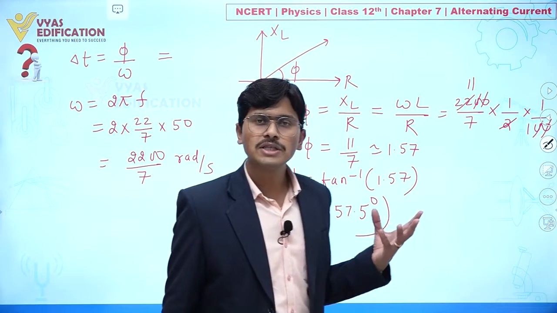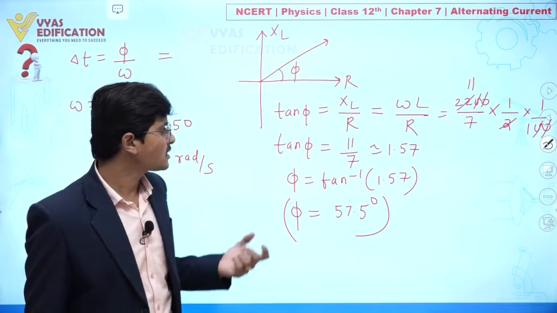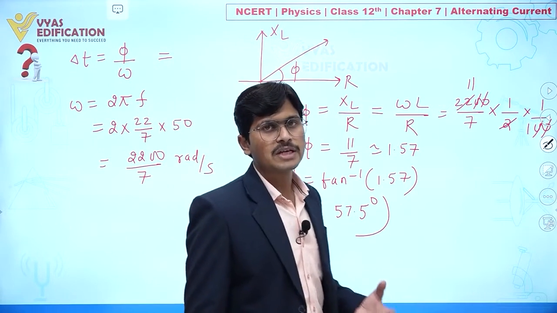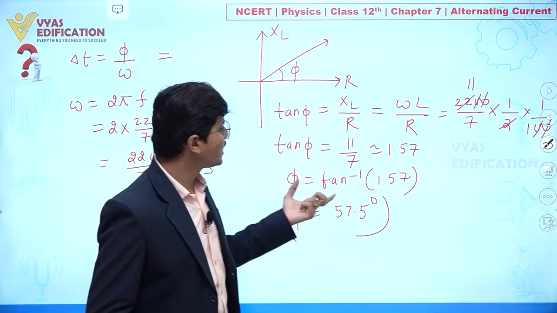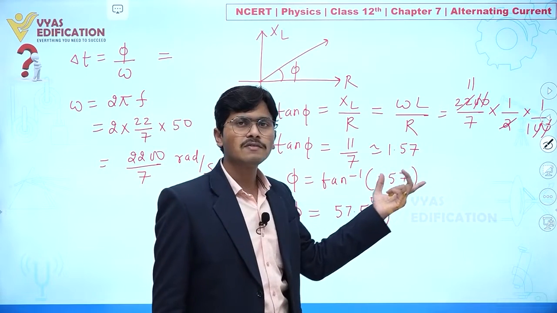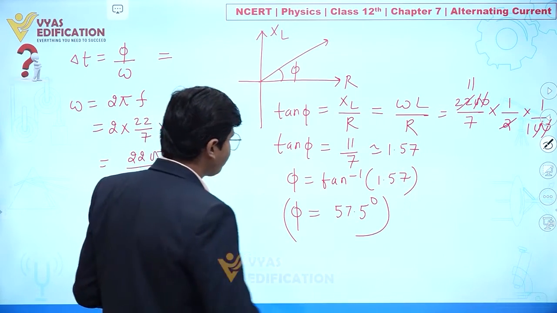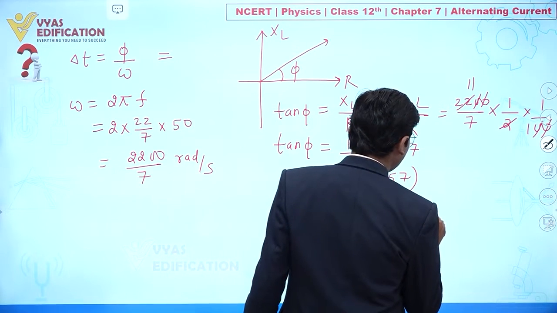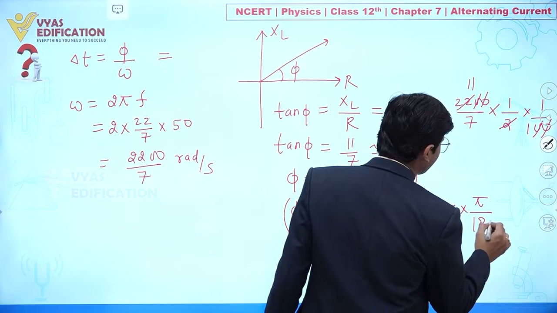Definitely don't worry about these values, because if this type of question is asked in any examination, let's suppose a university examination, they will definitely provide this value, that tan inverse of 1.57 is equal to 57.5. Clear? So this value is in degrees. Can we convert it into radians? Yes, we can multiply it with pi by 180.